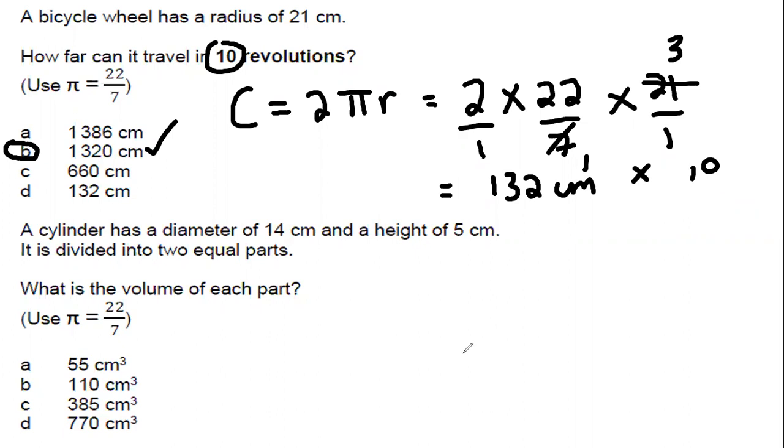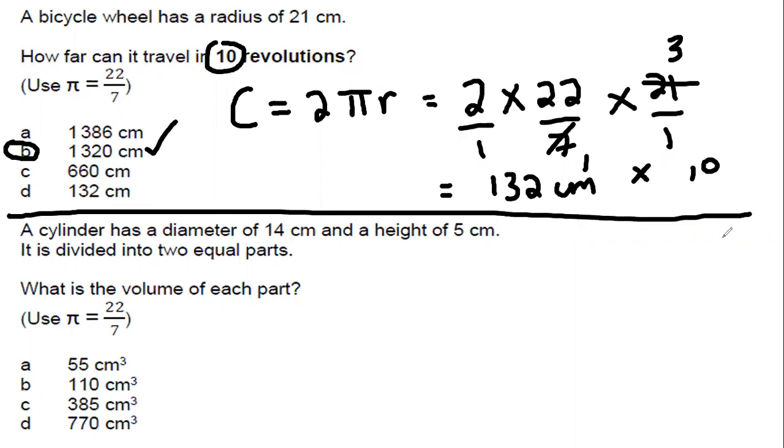All right. Let's look at the question down here. So this is talking about a cylinder. A cylinder is basically something that looks like a drum or even a gas cylinder or a cup, or tin of milk or something like that.